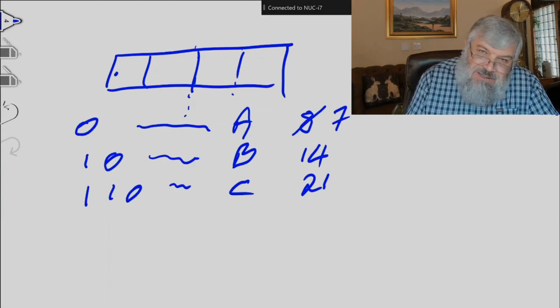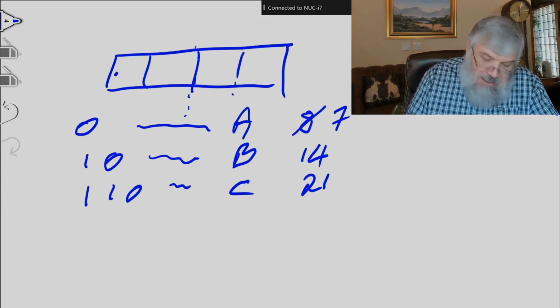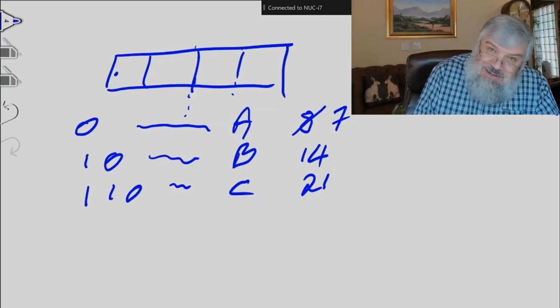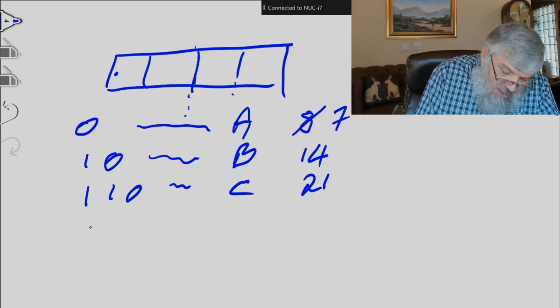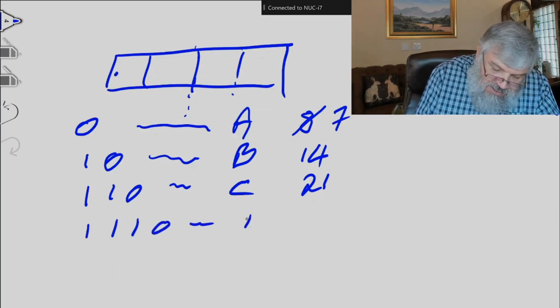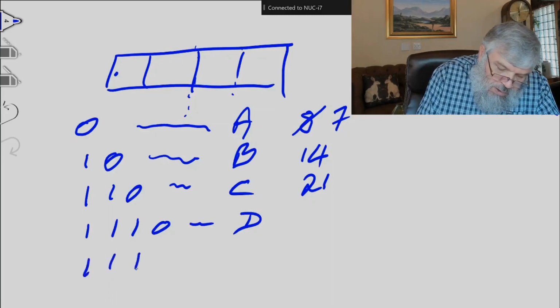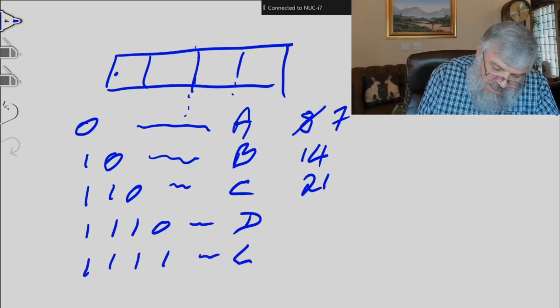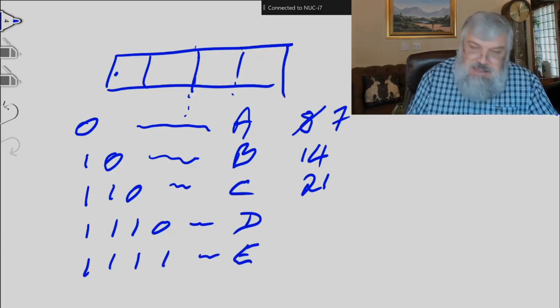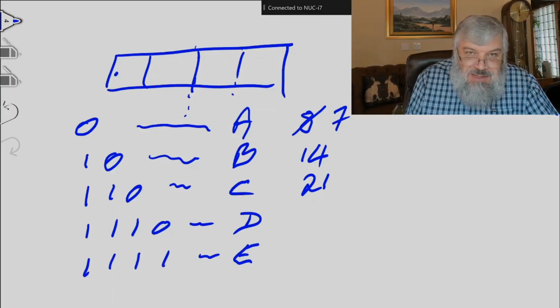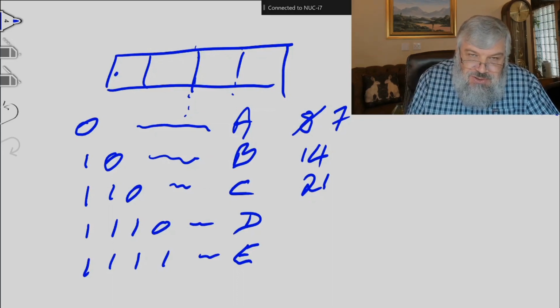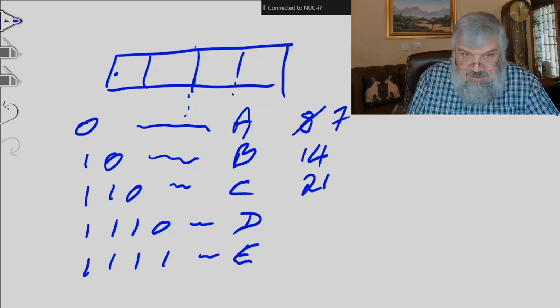Before we leave this class-based notation, they said, well, we've got a nice thing going with this bit pattern scheme. So 1110 would be a class D, and then finally they said 1111 would be a class E. Class E is something that they reserved for future use back in the 1970s. It's never been used, probably will never be used, but it's there, it exists.